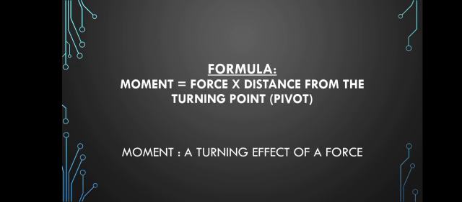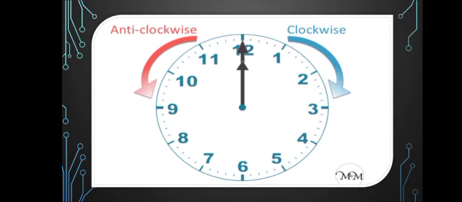I hope it's clear to all of you that for calculating or producing a moment, we require force and the distance from the turning point, that is the pivot. Students, one more thing. Moment can be produced in both the anti-clockwise and clockwise directions. So according to the direction of the force, we can understand what kind of moment it will generate. With the locations of the forces, we can understand whether the moment is produced in the anti-clockwise direction or the clockwise direction.